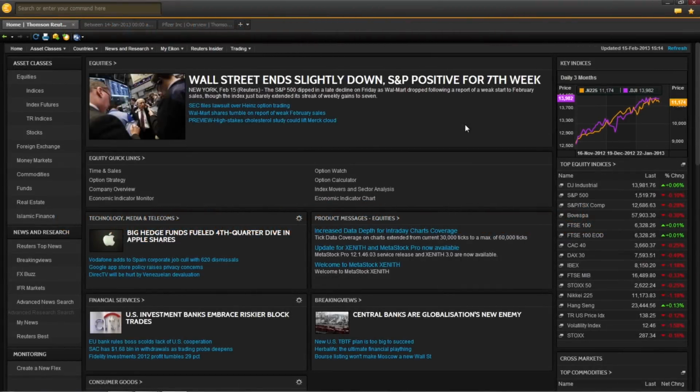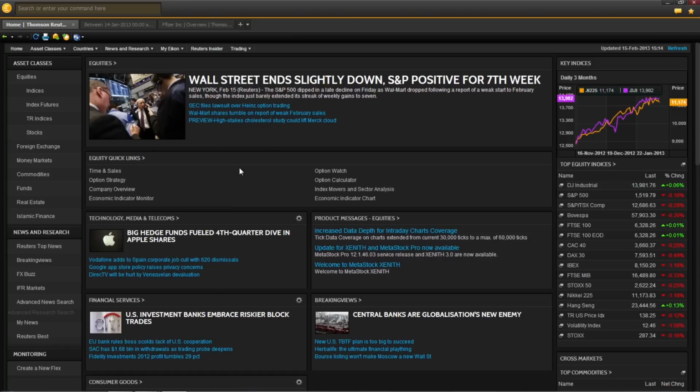I'm going to be using a platform called MetaStock Zenith to do this research. MetaStock Zenith has an enormous amount of data, news, and research all at your fingertips. So we'll go through how we can go about looking for these fundamental points. Right now we're looking at the home screen for the platform, and it starts with some macroeconomic news stories.